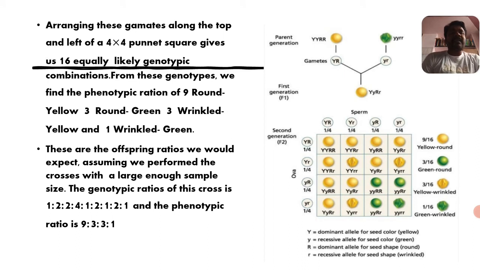These are the offspring ratios we would expect, assuming we performed the crosses with a large enough sample size. But the genotypic ratio of this cross is, see here, capital R, capital Y crossed with again capital R, capital Y.